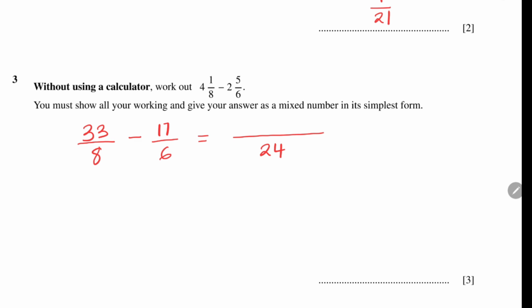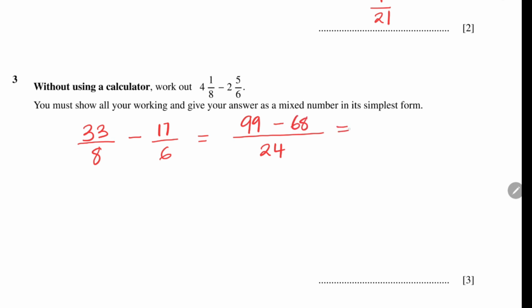What is the lowest common multiple of 8 and 6? That will be 24. So we have our LCM here. So 8 in 24 will be 3. 3 times 33, that is 99. 6 in 24 will be 4. 4 times 17 is 68.